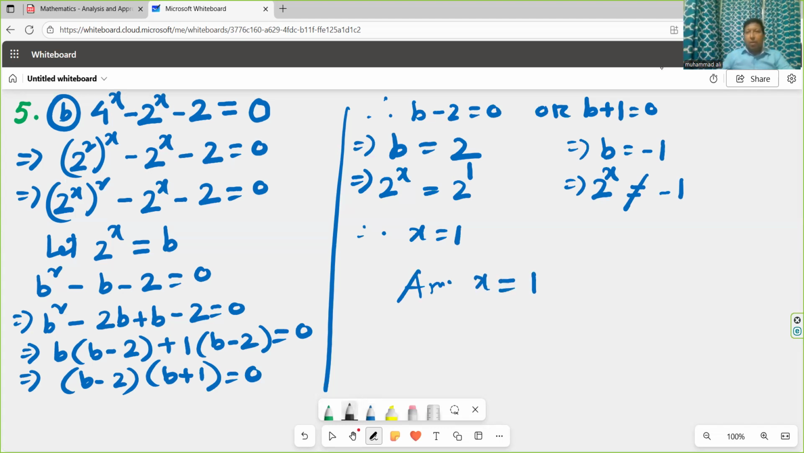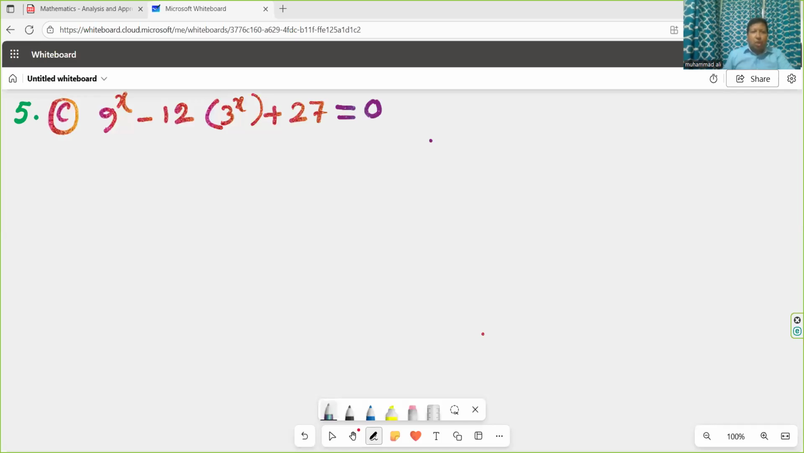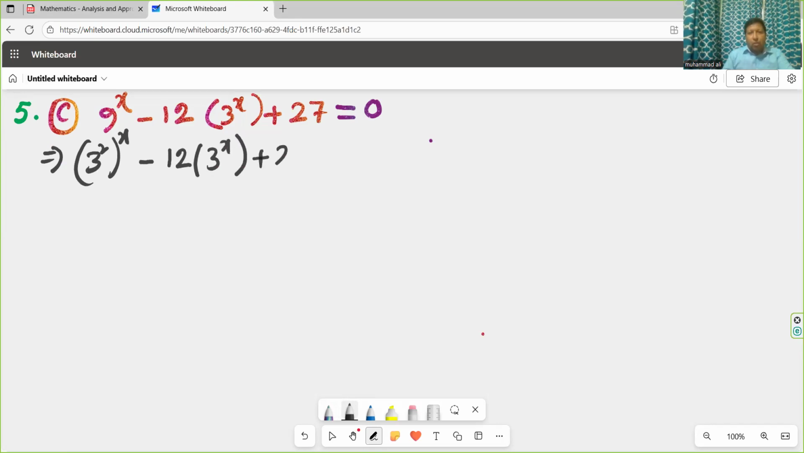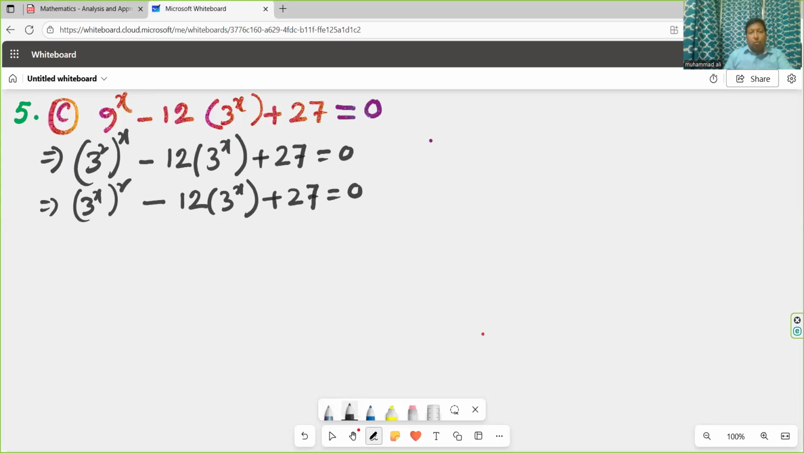Number B, 5B, completed. Now question number C: 9 to the power x minus 12 bracket 3 to the power x plus 27. So 9 we can write as 3 squared, whole to the power x, minus 12 times 3 to the power x plus 27 equals 0. So 3 squared to the power x, we can write as (3 to the power x) whole squared minus 12 times 3 to the power x plus 27 equals 0.